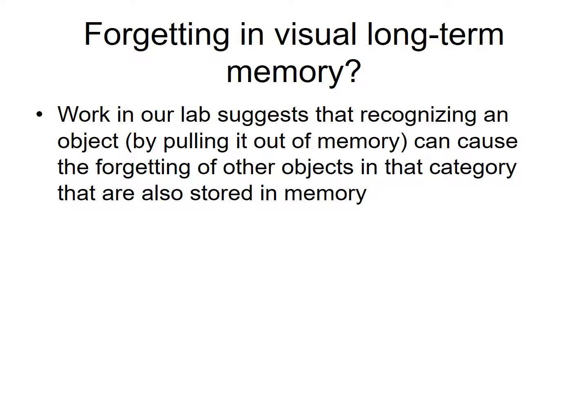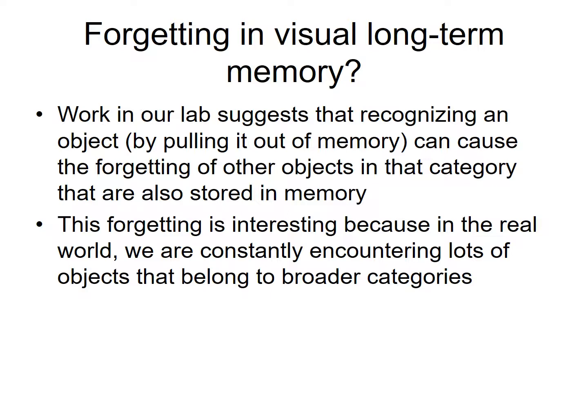In this example, blue and green butterflies are specific butterflies that are all grouped under the more general category of butterfly. So, we are observing the forgetting of objects within a category, which is caused by pulling other objects in that same category out of memory. Pulling one butterfly out of memory would cause the forgetting of other butterflies, also stored in memory but not recognized. This forgetting is interesting because in the real world, we are constantly encountering lots of objects that belong to broader categories. For example, walking across campus, we see lots of faces. Driving down the road, we see lots of cars, and walking in the park, we see lots of trees.